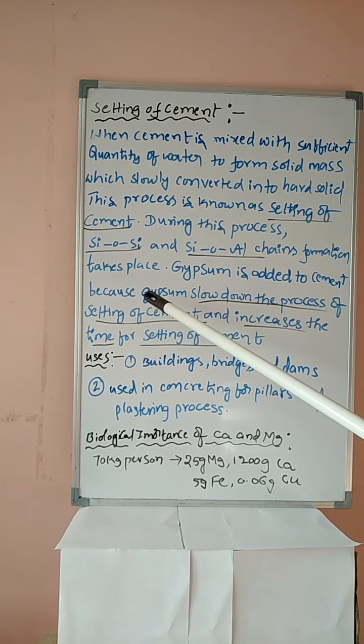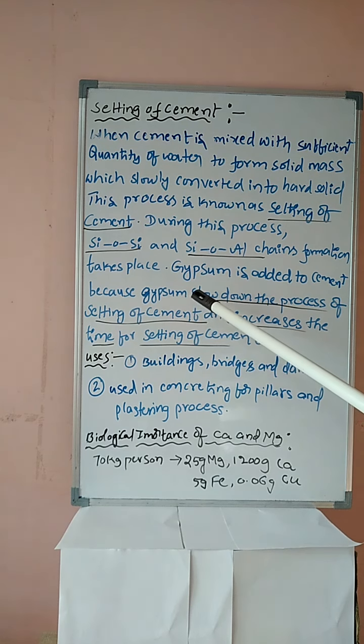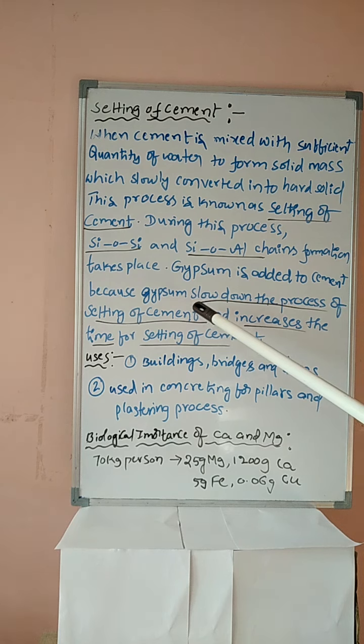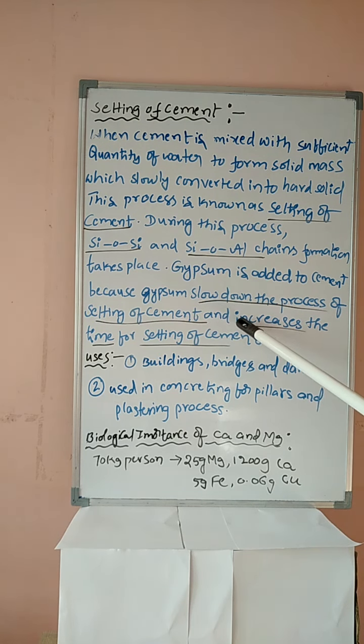If you add gypsum, the process of setting of cement will be very slow and the time for setting of cement increases. If gypsum is not added during the manufacture of cement, what happens? If you add water, immediately it gets into a hard solid, then it is not useful. Therefore, gypsum slows down the process of setting of cement. If the process is slowed down, what happens, student? Time for setting of cement will increase.